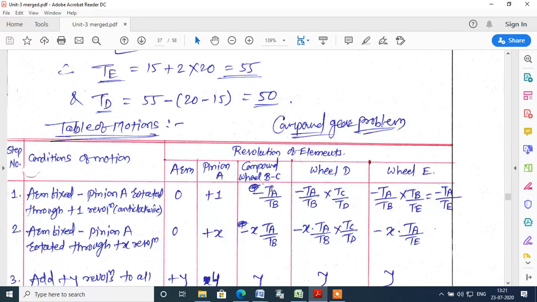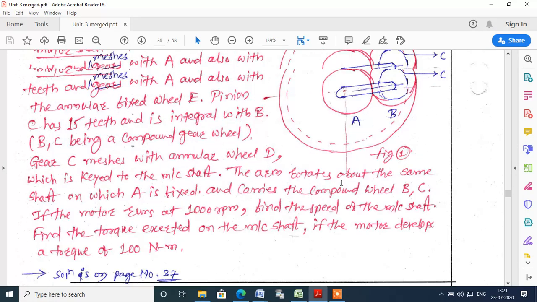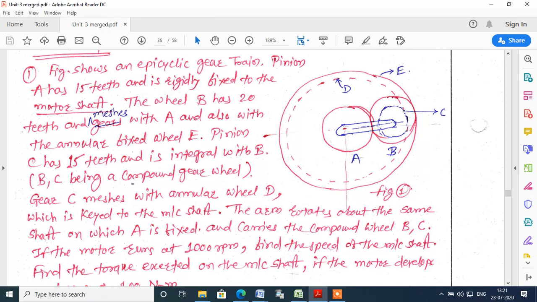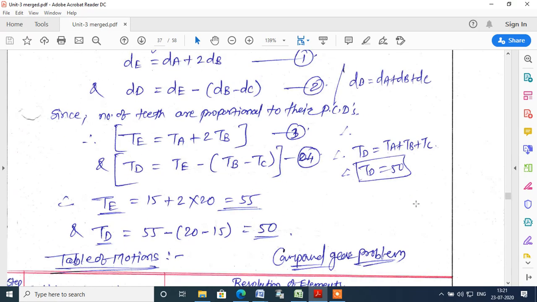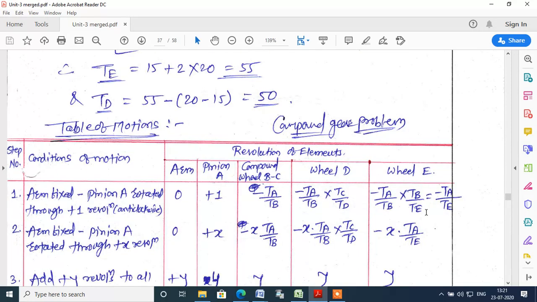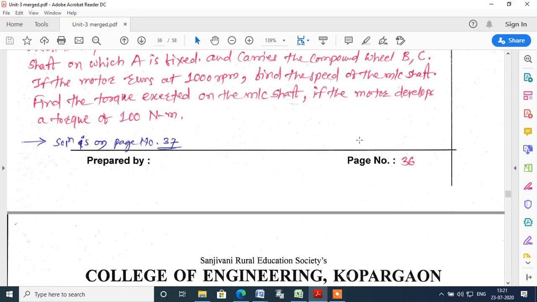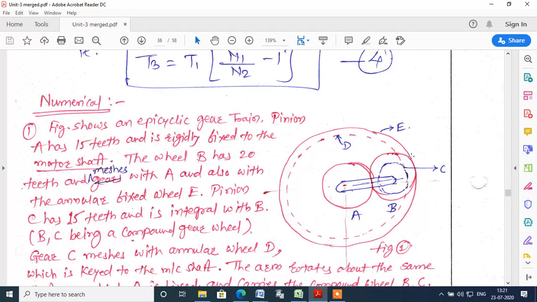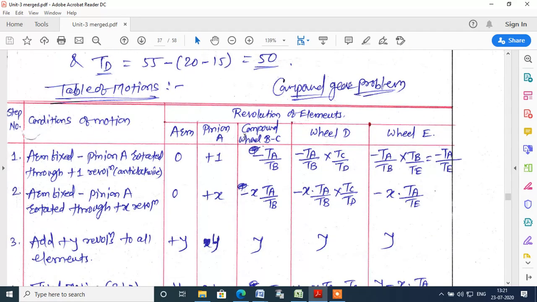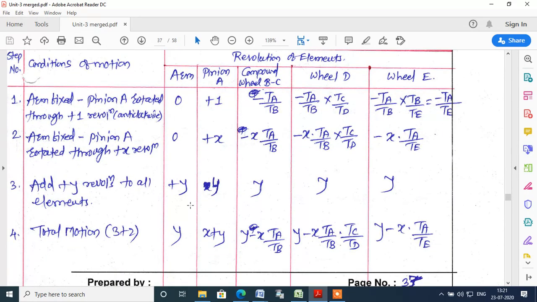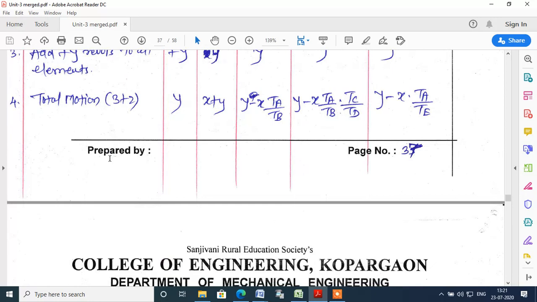Then B and C are minus TA by TB, wheel D is minus TA by TB into TC by TD, and wheel E is minus TA by TB into TB by TE. Here B is connected to E, so it is minus TA by TB into TB by TE. Now add y revolutions to all. Then the total motion is: arm y, A is x plus y, B and C are y minus x TA by TB, D is y minus x TA by TB into TC by TD, and E is y minus x TA by TB into TB by TE.